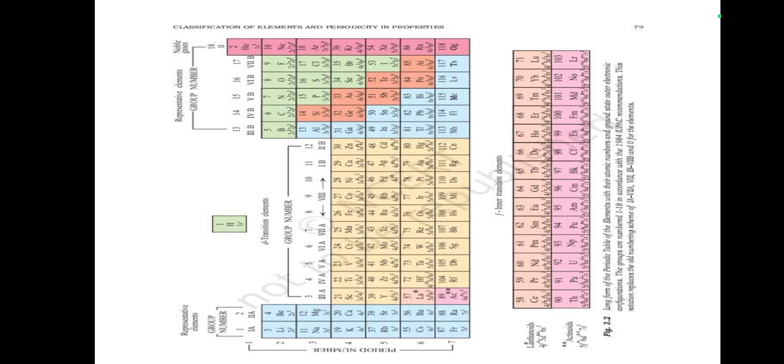Figure 3.2, long form of the periodic table of the elements with their atomic numbers and ground state outer electronic configurations. The groups are numbered 1 to 18 in accordance with the 1984 IUPAC recommendations. This replaces the old numbering scheme of IA, VIIA, VIIIB, VIIB, and 0 for the elements.